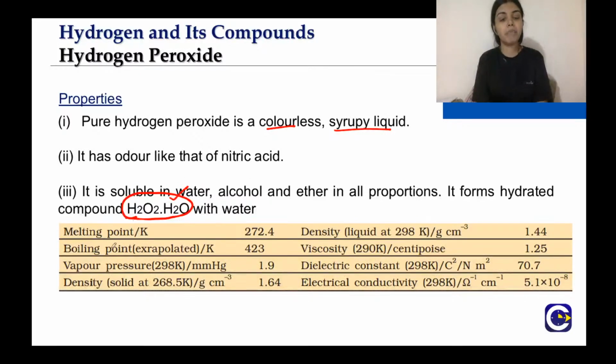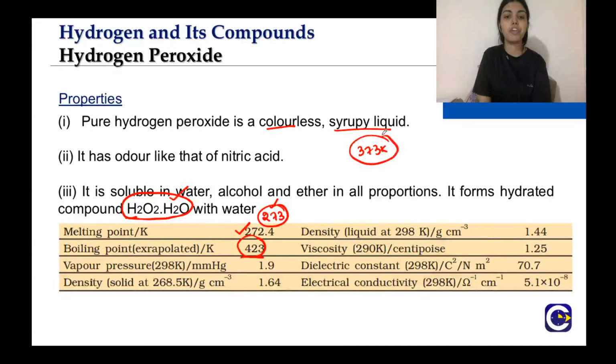Coming on to the melting point, it is 272.4, whereas the melting point of ice, or water, is 273. So the melting point of peroxide compared with that of water is approximately equal or lower. Then the boiling point is 423 Kelvin, and the boiling point of water was 373 Kelvin. So the boiling point of peroxide is higher than that of water.